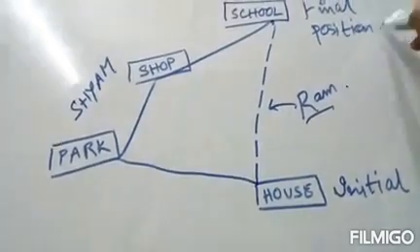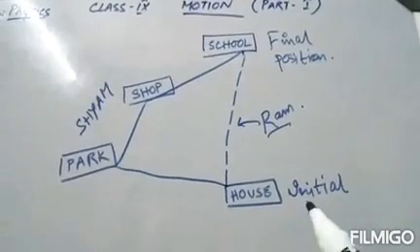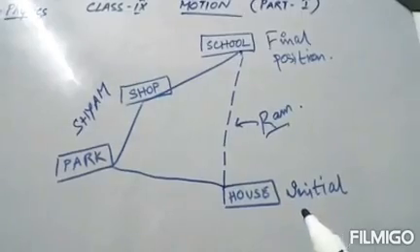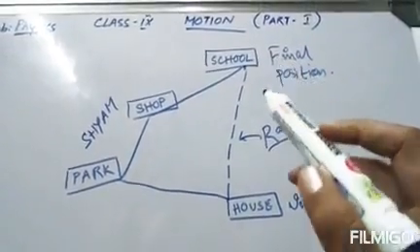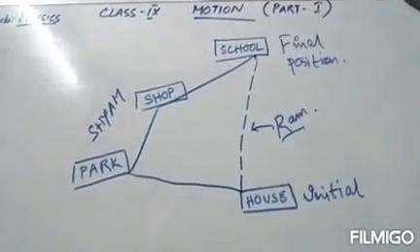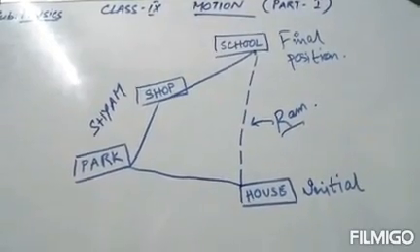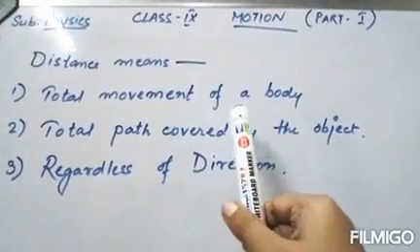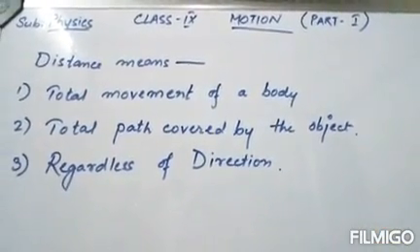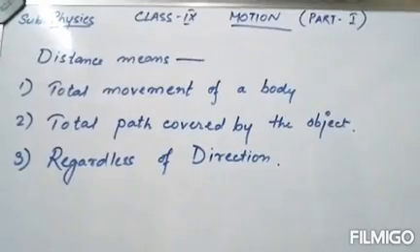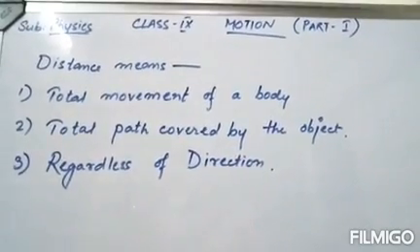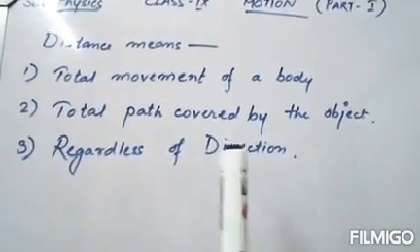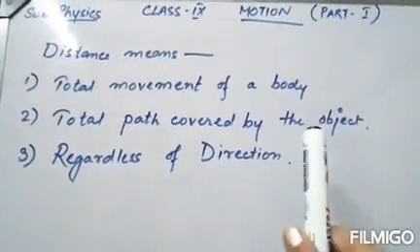Okay, initial and final position. That means the shortest distance covered by an object between its initial position and final position is known as displacement. Understood? Here we can say that distance means total movement of a body, from initial position to the final position, however the body has moved. The total movement of the body is taken, or the total path covered by an object.